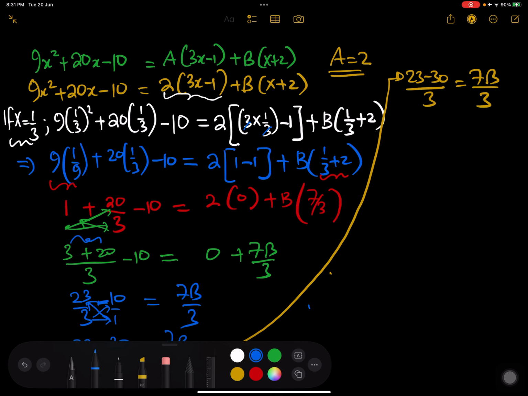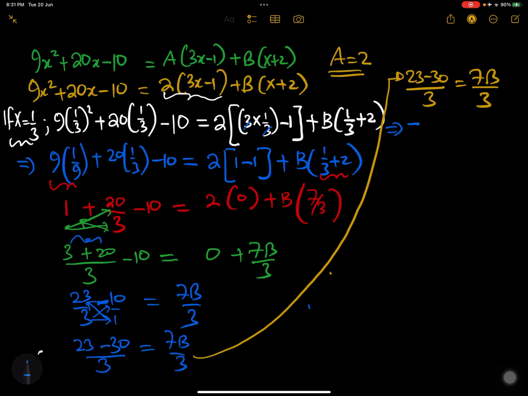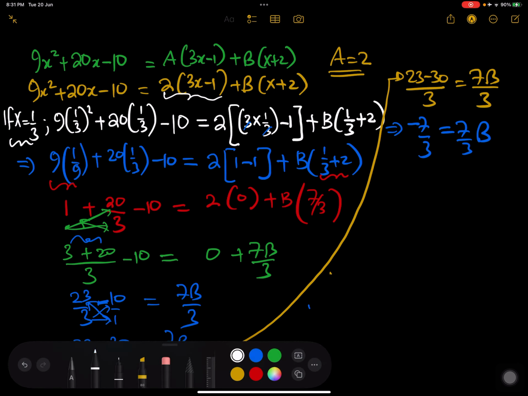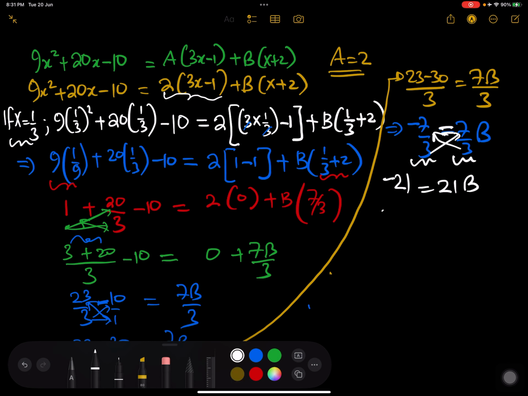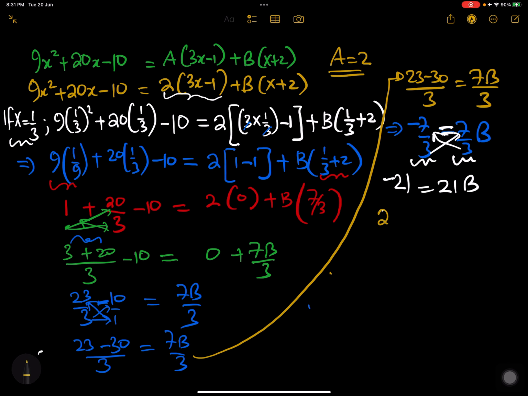And we're going to get at the top minus 7/3 is equal to 7b/3. What do we do from here? We will cross multiply because of this equal to sign. There's a fraction here and another fraction here. So this multiplies this, we get negative 21 is equal to 21, and then there's a b attached to it. So we are going to rewrite it, and in doing so, we end up with 21b.